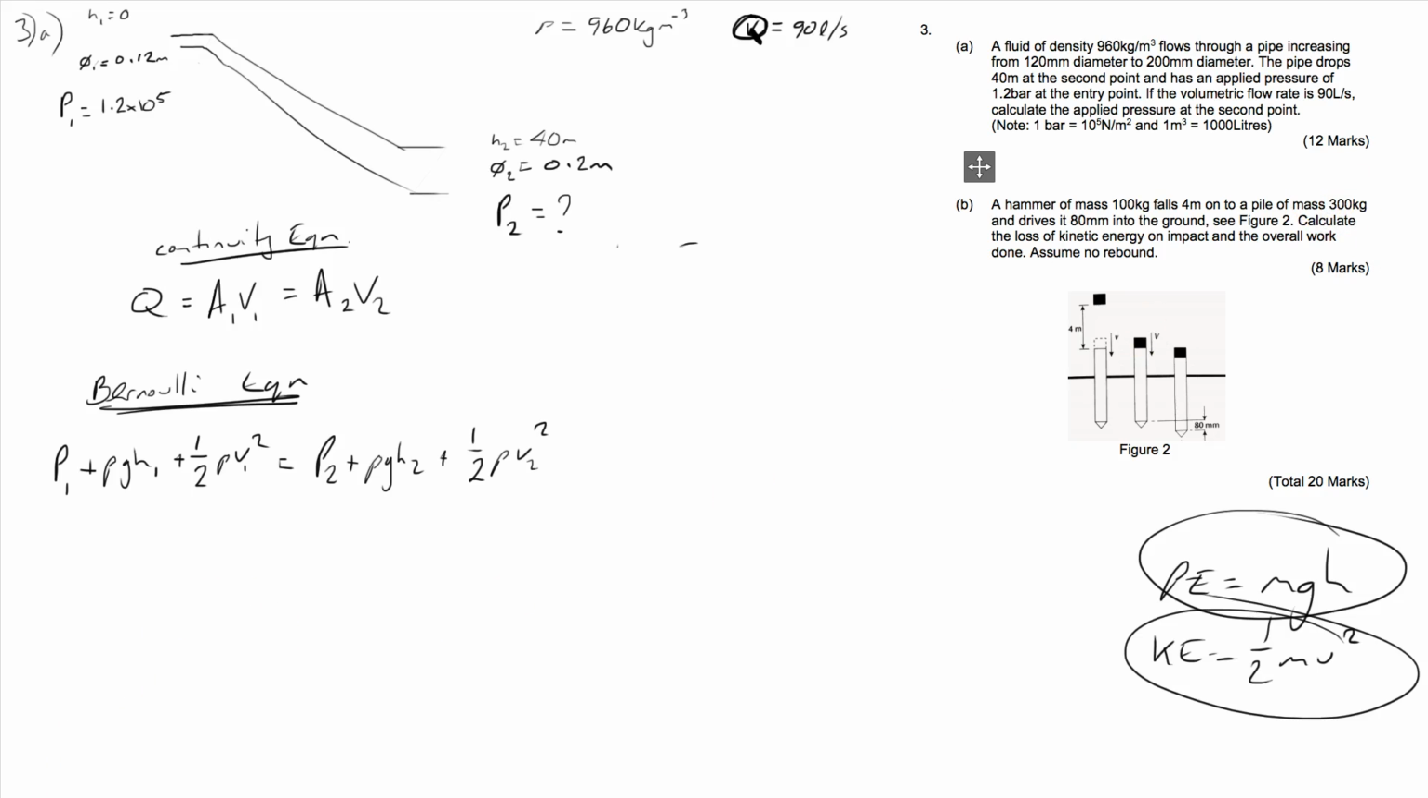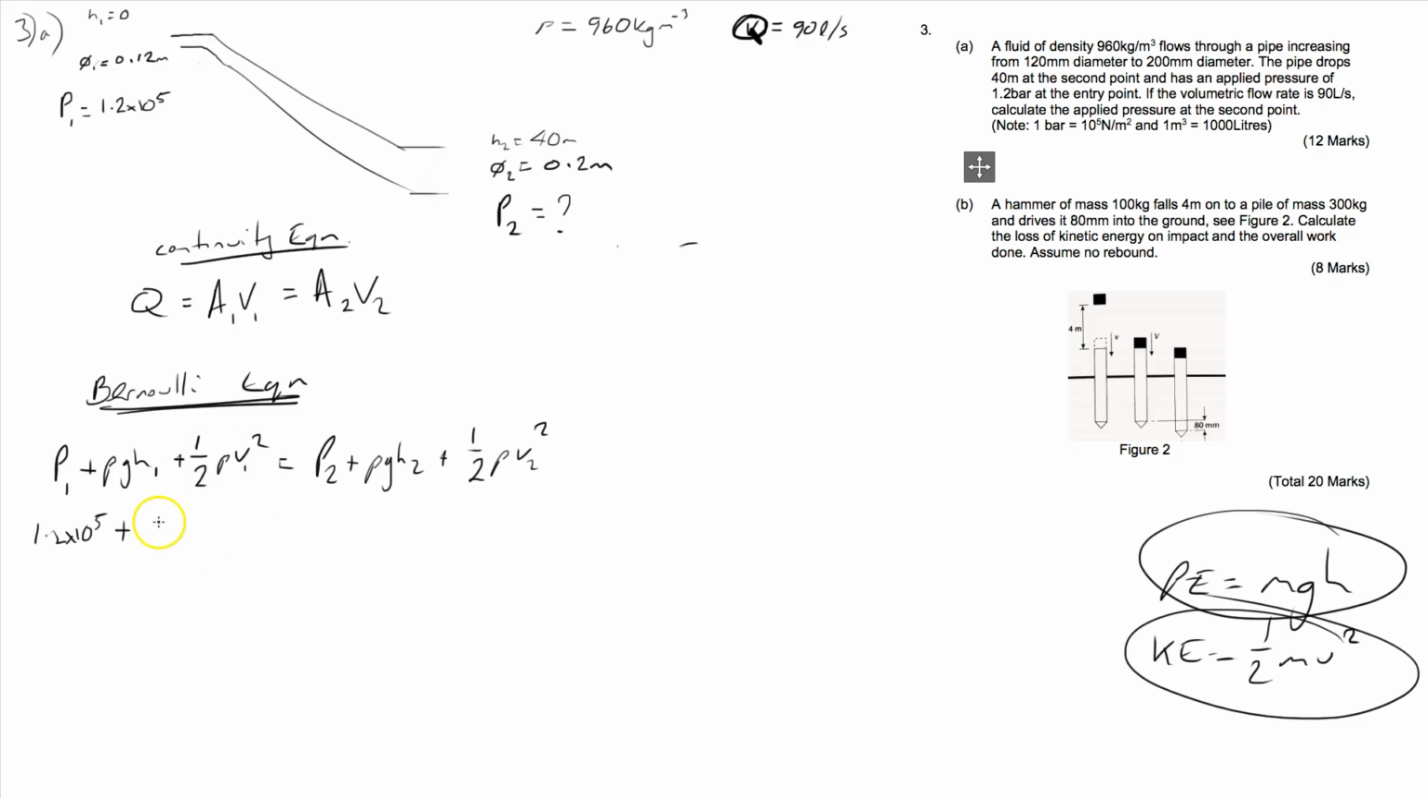Oh dear. Problem solved. So P1 is 1.2 times 10 to the 5. That's our pressure, plus rho g h1. Well, h1 is 0, so 960 times 9.81 times 0 is going to be 0, so I'll leave that.